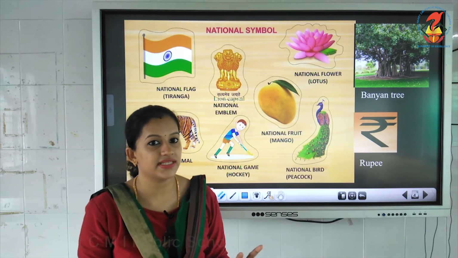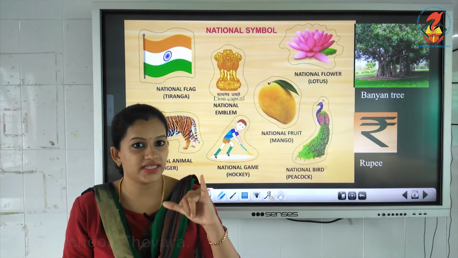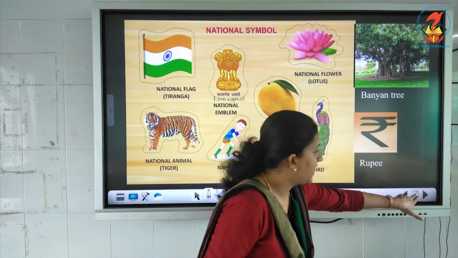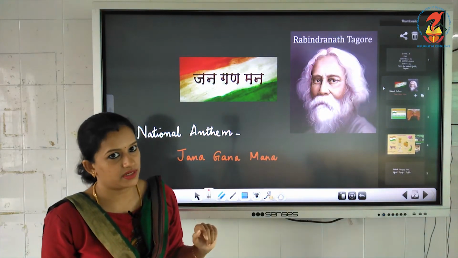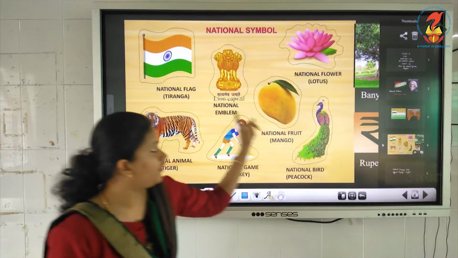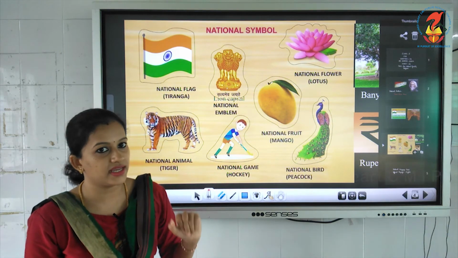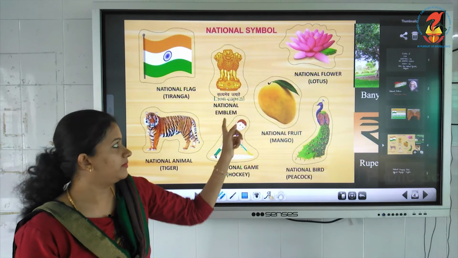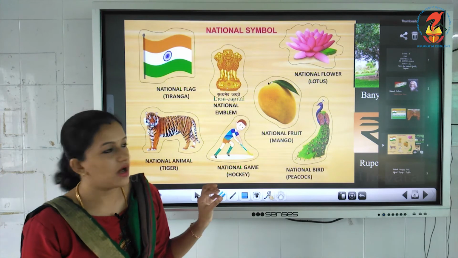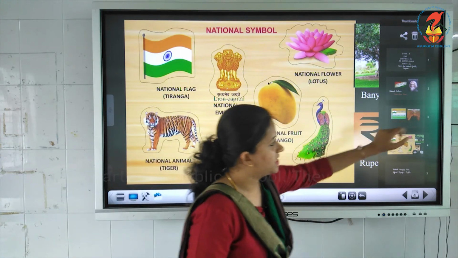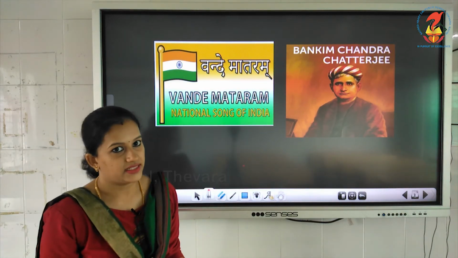So, which are the symbols that we learned? One is our national anthem, which was written by Rabindranath Tagore. It is the Jana Gana Mana. Then you learned about our national flag. The national flag is the Tiranga or tricolor, as there are 3 colors. Then the national emblem, that is the lion capital of Ashoka. Then you learned about the national song, that is Vande Mataram, which was written by Bankim Chandra Chatterjee.